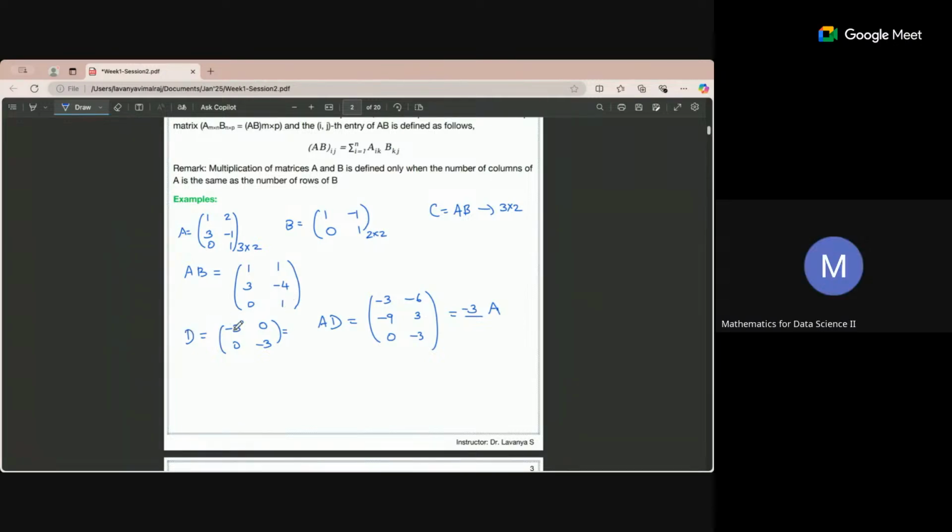Now tell me, can you write D as some scalar times of identity? Again, -3. Okay. So what is it that you notice? When you multiply with a scalar times of identity, that is, a scalar matrix, you are simply multiplying with the scalar, right? You can experiment with multiplying D with matrices of other sizes. You can experiment what happens when you multiply a scalar matrix of any size before or after another matrix. This is what usually happens.